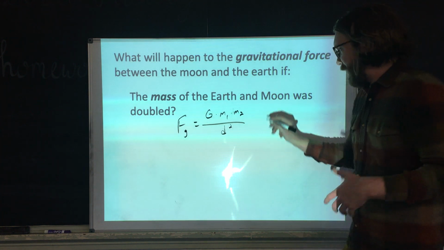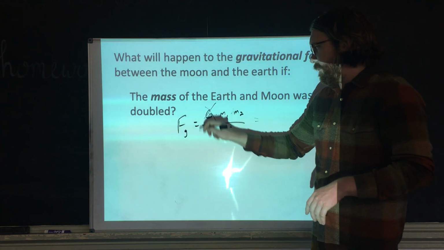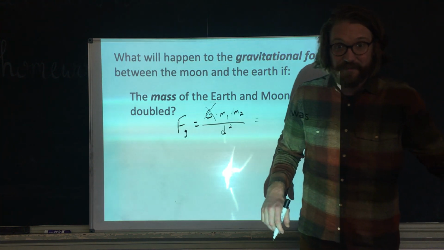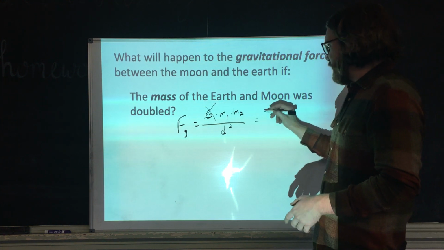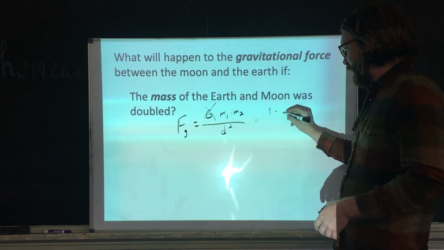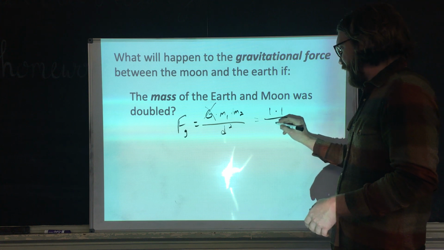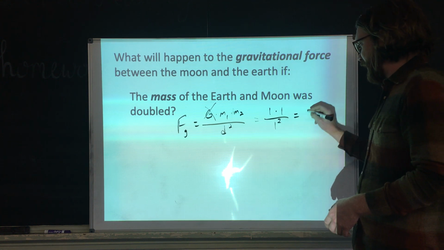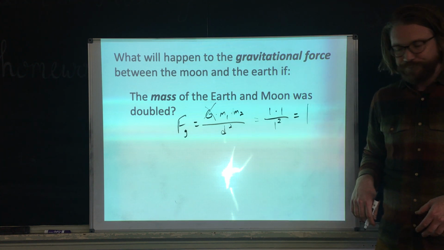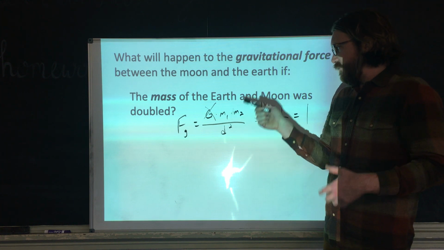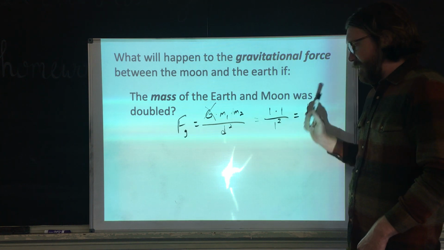So our original setup here, I'll put it here. Remember, we don't care about constants because they always stay the same. They never change. So let's say the mass of the Earth is 1 times the mass of the Moon is 1 divided by the distance between them is 1 squared. Again, that equals 1. What happens if we double the mass of the Earth and the Moon?